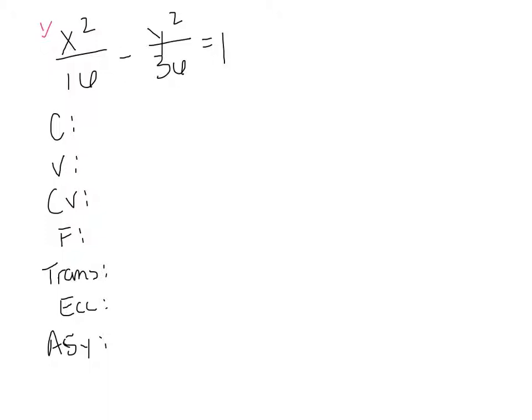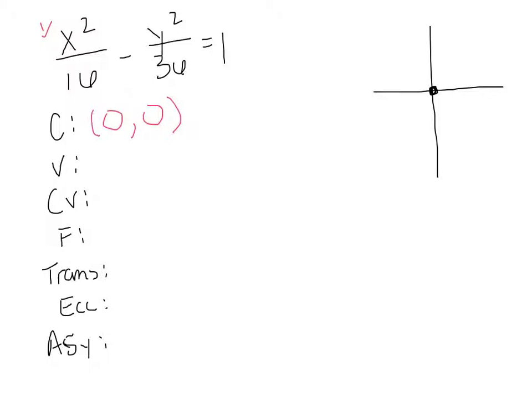Now the center of this one is just 0, 0 because you can't see an h and a k. That means it's 0, 0. So I'm going to go ahead and get this hyperbola started in a graph. I know that the center is at 0, 0.